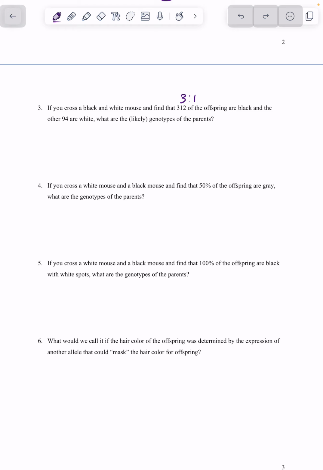And if I see a 3-to-1 ratio, what likely is going on, or just think our simple Mendel stuff, we probably have something like this, where one trait is completely dominant to the other trait.